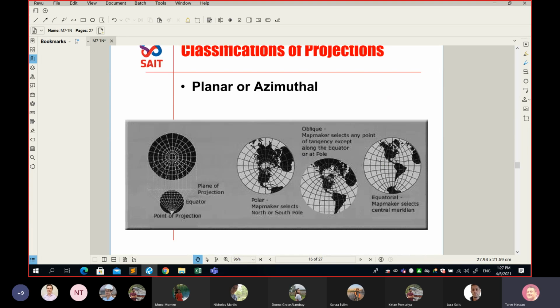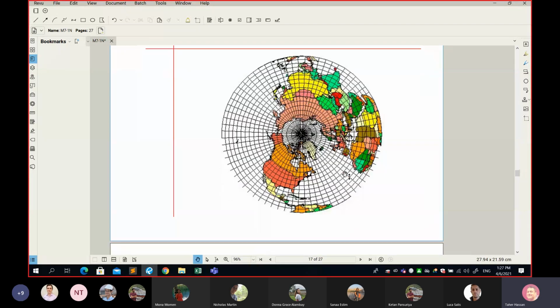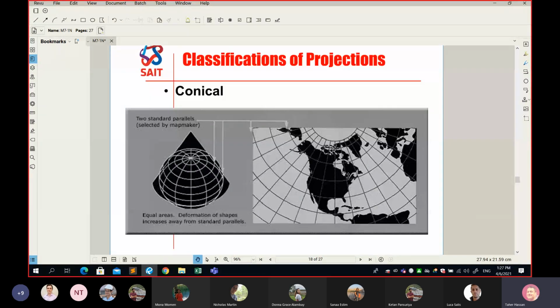This is the planar, sometimes called azimuthal. This one is more popular, planar projection. This is the earth map in a planar projection. How about conical? For conical, we get a cone, make it tangent to the earth, and simply do the projection.